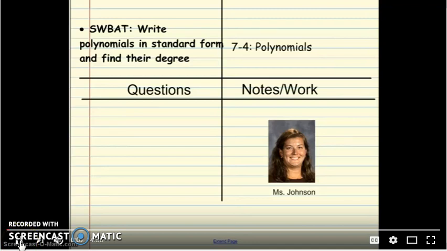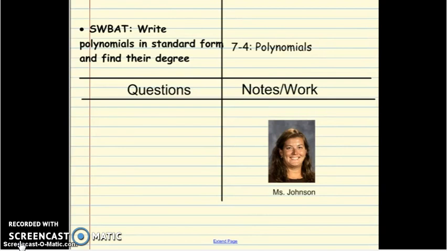Hi students, this is Miss Johnson with 7-4 Polynomials. Our objective for today is that we are going to be writing polynomials in standard form and we are going to be finding their degree. We have a ton of vocab words for today, so let's go ahead and take a look at them.